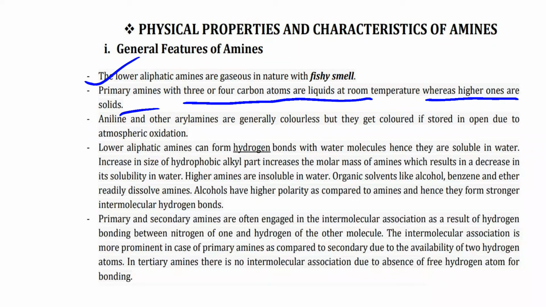Next, aniline and other arylamines are generally colorless, but get colored if stored in the open due to atmospheric oxidation. Aniline is colorless, but on oxidation it becomes colored.